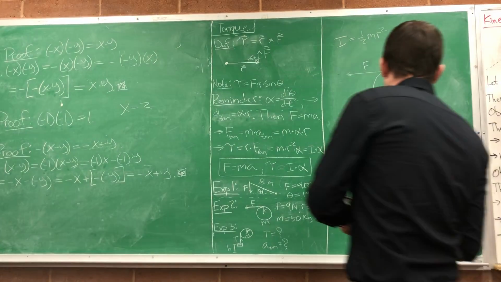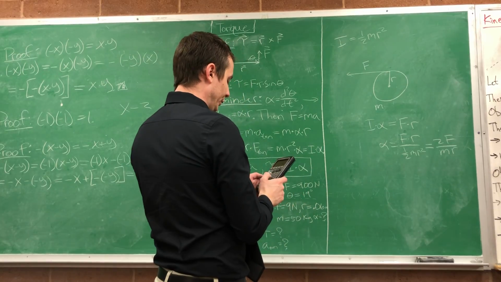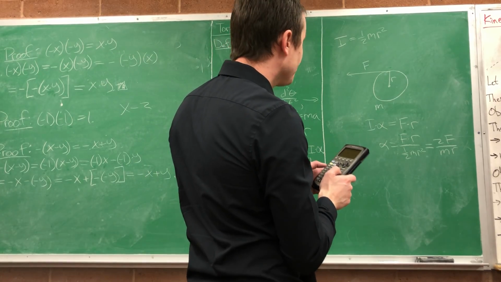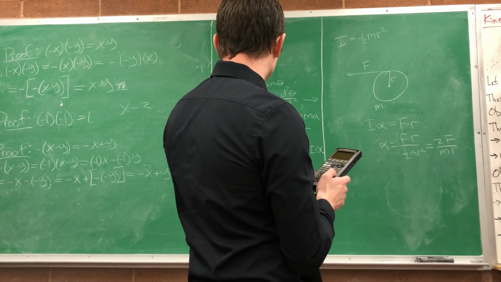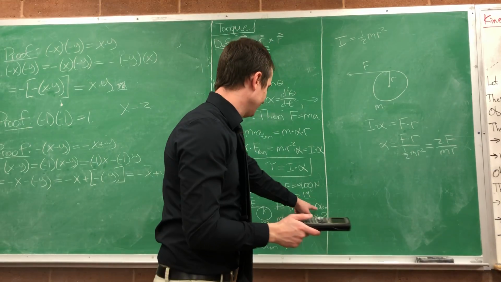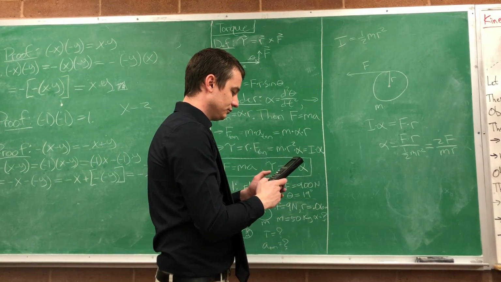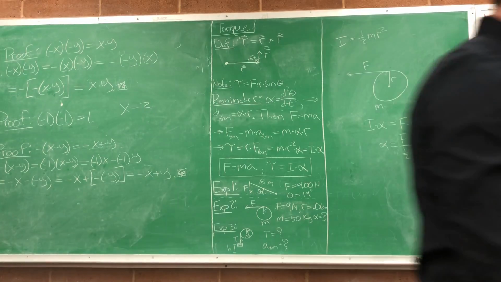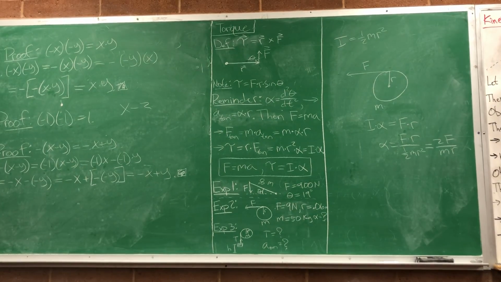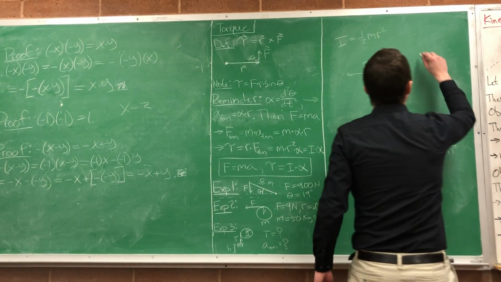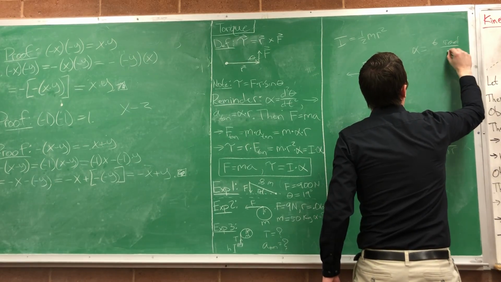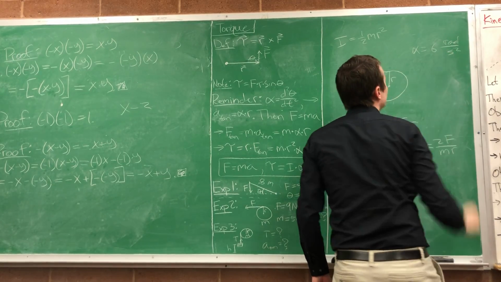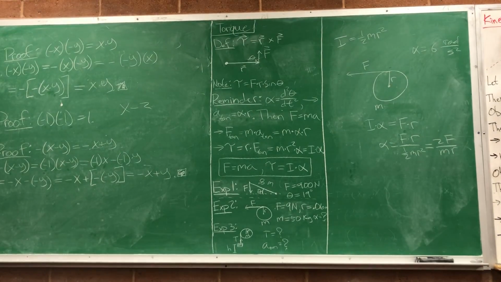So let's plug in our numbers. 2 times our force, we were pulling with 9 newtons, divided by our mass, which was 50 kilograms, times our radius, which was 6 centimeters. And we get 6. That's a nice round number. So alpha is equal to 6 radians per second squared. Right? Yeah, that makes sense.